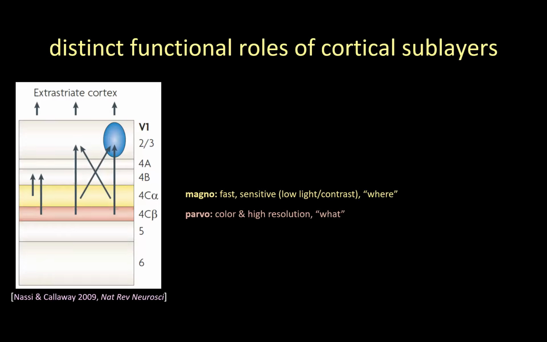into layer 4A, layer 4B, layer 4C alpha, which is the magnocellular pathway involved in the where pathway. We see layer 4C beta, which is part of the parvocellular pathway involved in the what pathway. And so we see here that there are different ways to segregate layers, split and lump them together based on their functional roles.